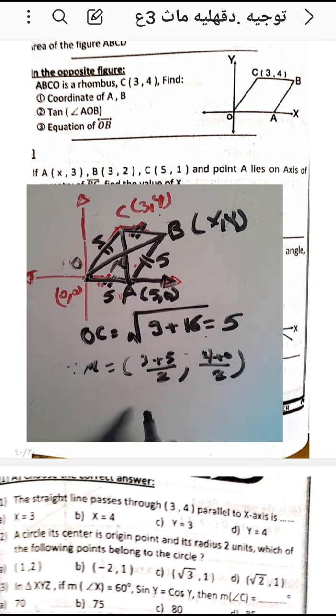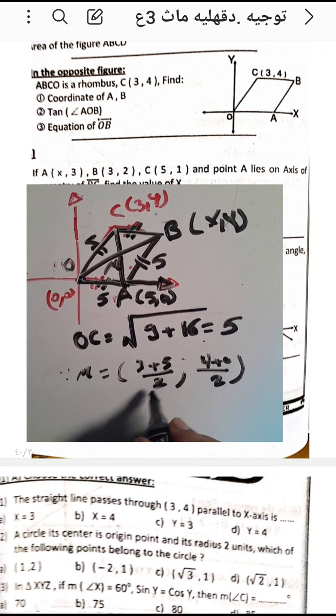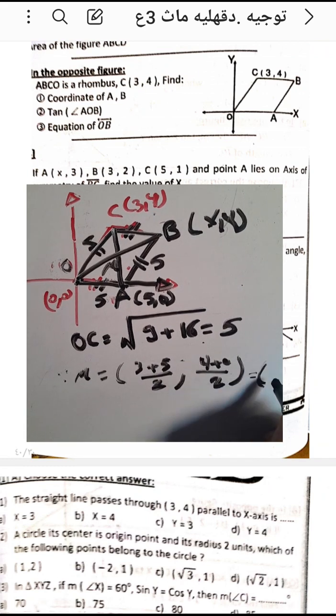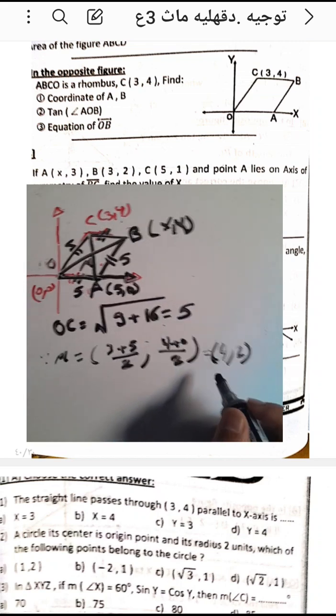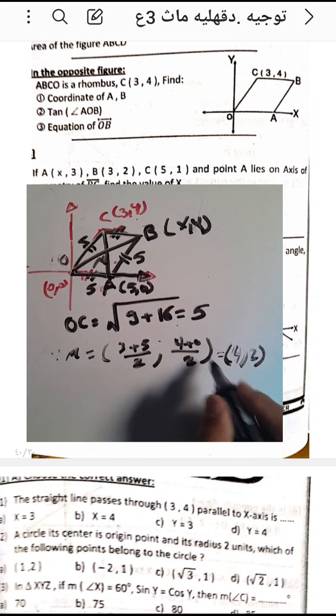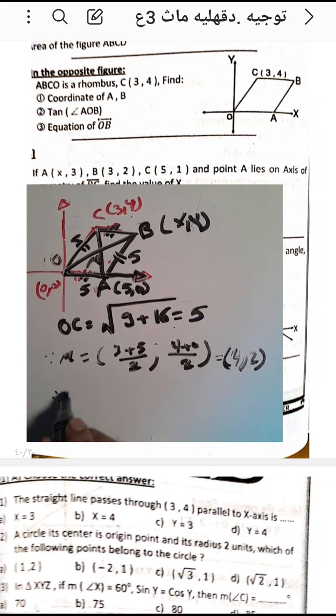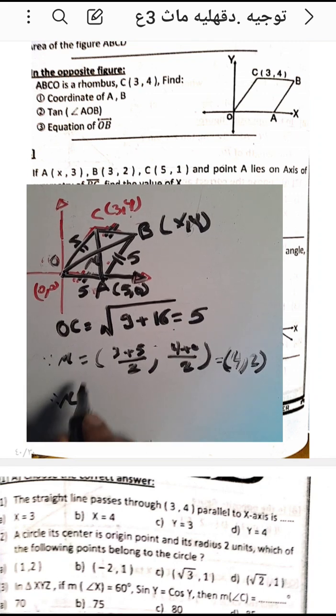3 plus 5 equal 8. 8 divided by 2 equal 4. And 4 plus 0 is 4, divided by 2 equal 2. The point here is 4 and 2. About the point M, such that M lies between E and C.